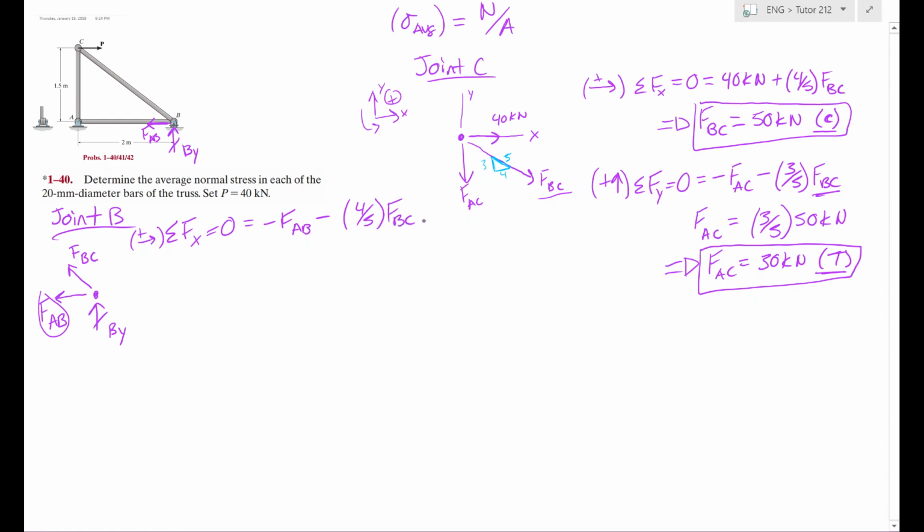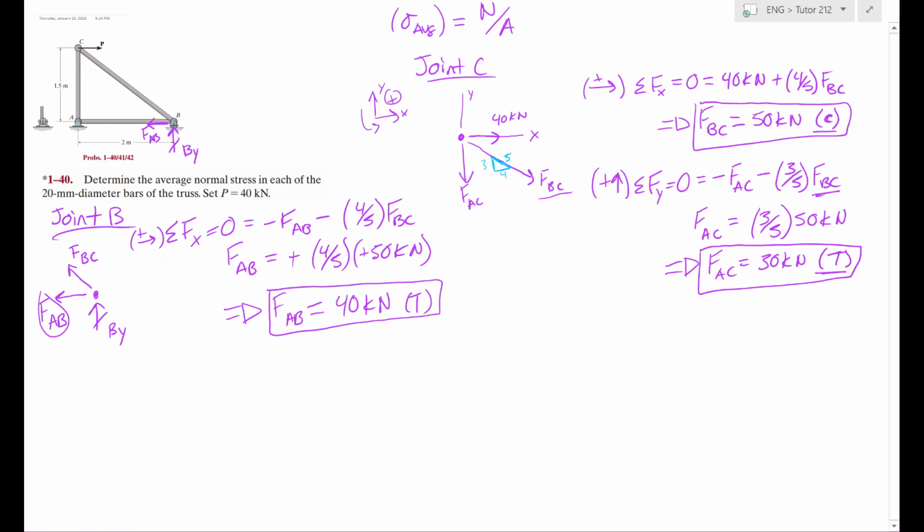And this is what I'm talking about, is we'll just keep that negative so you can make sure you just see that it's in compression, so I automatically add that negative back in, and then it'll cancel out, or become positive, and we'll get the force in AB as 40 kilonewtons in tension, which means we got a positive number. All right, so now we have all of those forces.